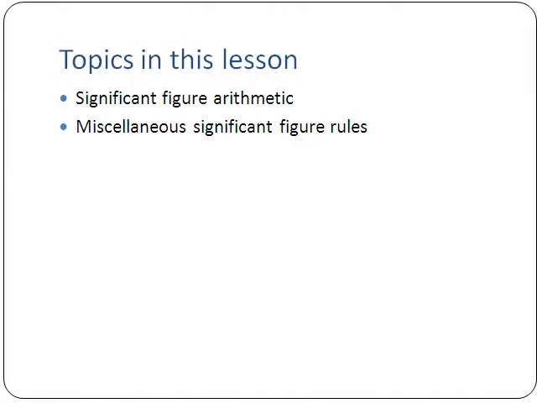In this particular lesson, we're going to talk about two things. The major one is going to be on significant figure arithmetic, how to add, subtract, multiply, and divide numbers that have a set number of significant figures so that the answer has the correct number of significant figures afterwards. It doesn't mislead us about the precision of our result. And the second thing is sort of a brief talking about miscellaneous significant figure rules, both in general and for the ones we'll use in our particular class.